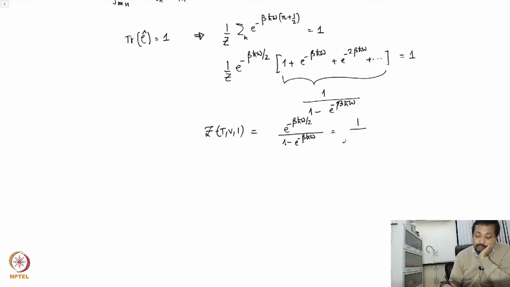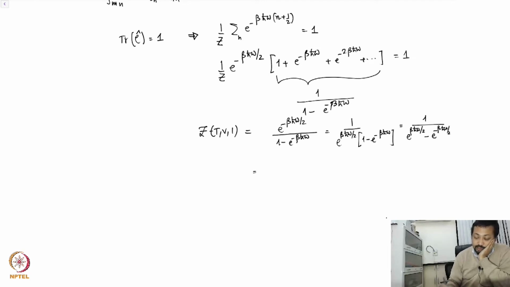You can write down this as 1 over e to the power beta h bar omega by 2 minus e to the power minus beta h bar omega by 2. And you can immediately see that this has the form e to the power x minus e to the power minus x, which is nothing but the sine hyperbolic function. So you have the answer: 2 times sine hyperbolic of beta h bar omega over 2.